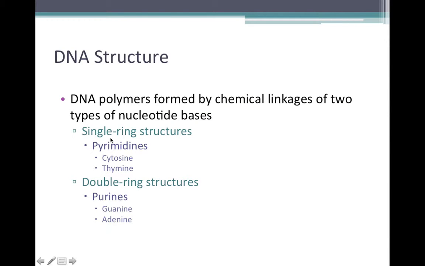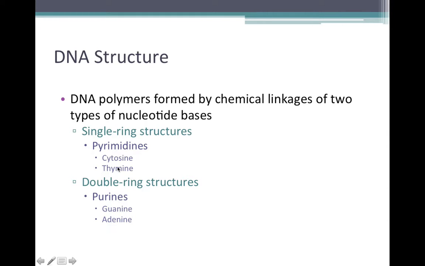Now, we talk about DNA as being a polymer, and polymers are basically just long chains of some sort of molecule. Because our DNA is made of nucleotides, we call DNA basically a nucleotide polymer. And there are 2 types of nucleotides. We have the pyrimidines and the purines. The pyrimidines are cytosine and thymine. The purines are guanine and adenine.